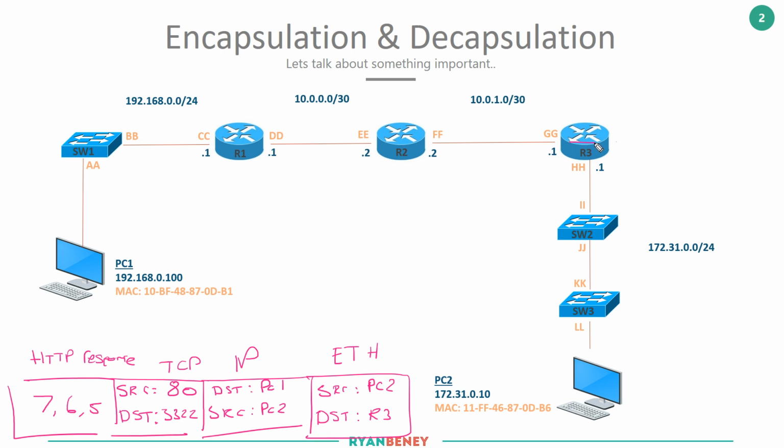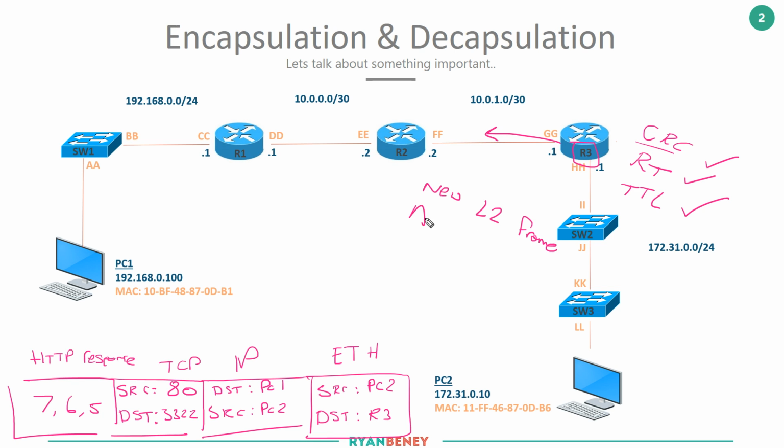When router 3 receives it and it takes off the frame, it obviously would check the CRC to make sure the frame's okay, look at its routing table to find out which interface to send it outbound on. It will decrement the TTL value to prevent any loops. It will create a new layer 2 frame.